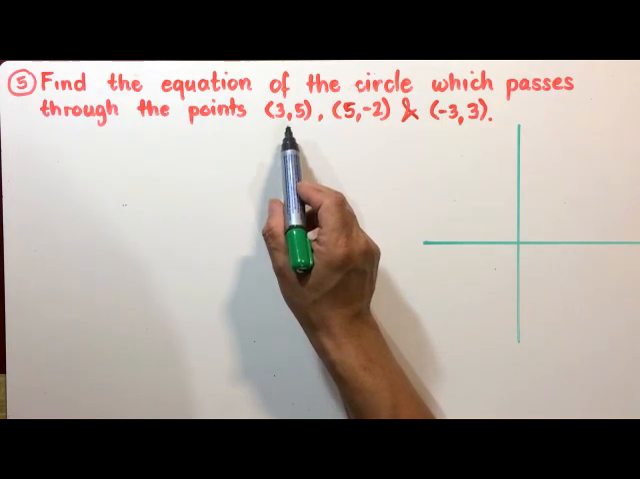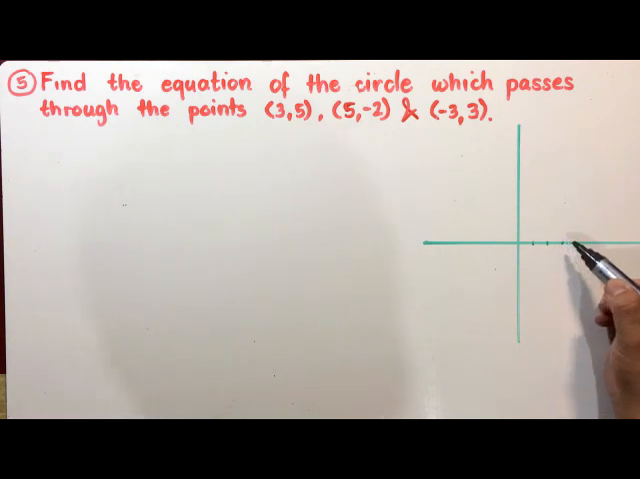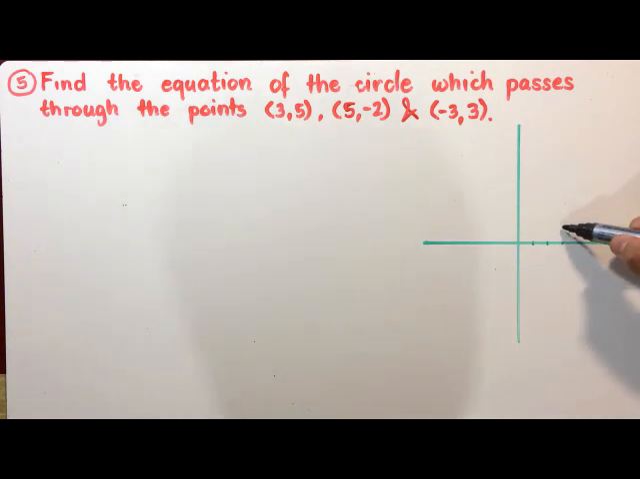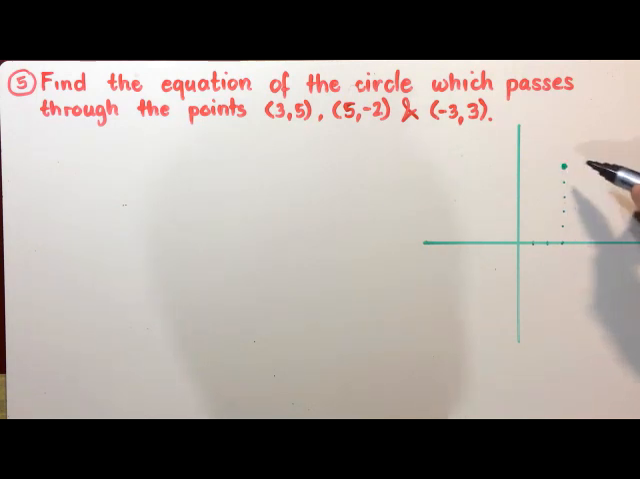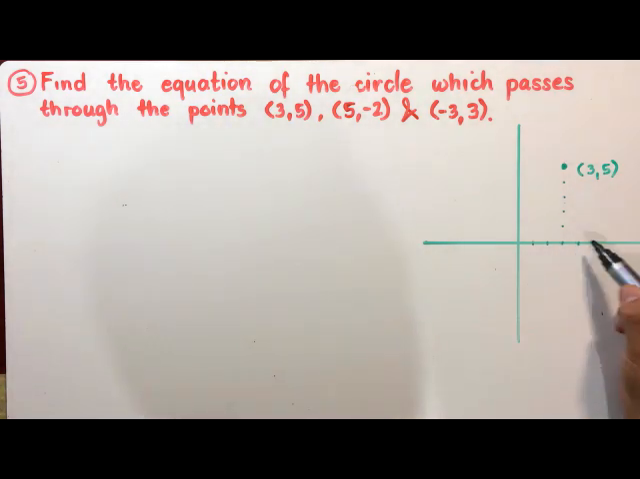So locate this point (3, 5). It's 3 units to the right, and then 5 units upward. So 1, 2, 3, 4, and 5. So here is the point (3, 5). And then the other point is (5, -2). So 5 units to the right, 3, 4, and then 5, and then 2 units downward because this is negative 2. 1, 2. So this is the point (5, -2).